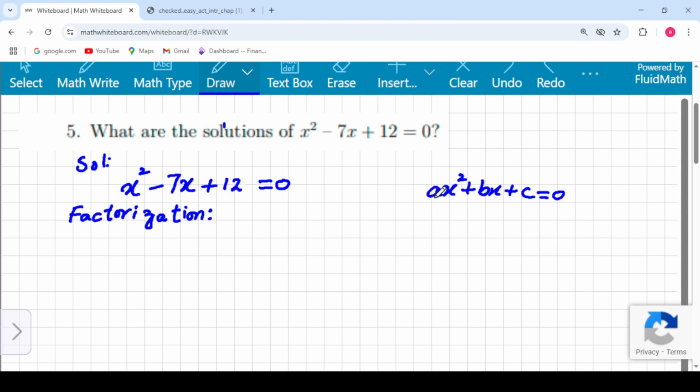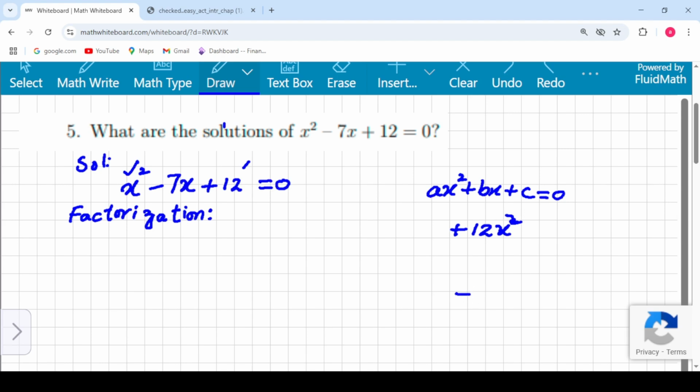Now we have to factorize it, and we will break the middle part, the x term, into two parts. What is the method to break this into two parts? For this, we will multiply the first term and the last term. Here x square has the sign of plus, 12 has the sign of plus, so plus multiplied by plus will be plus. 12 multiplied by x square is 12x square. So the product of the first and last term is 12x square.